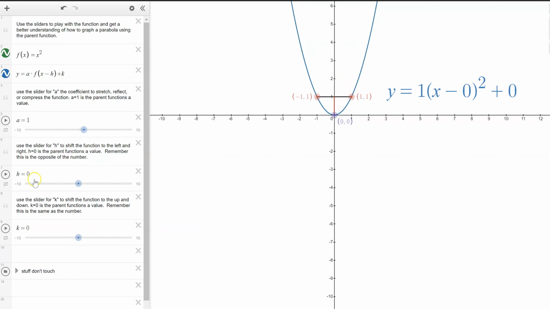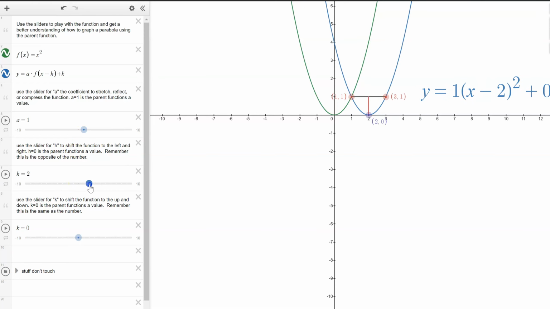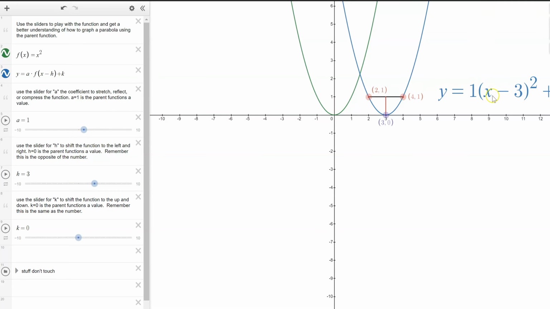All right. Now the h, that is the number that's being subtracted from our graph here, from our x. It's inside the parentheses. And see, let's see what happens. So if I make my h positive, you can see it's x minus 3. We're actually going in that positive direction. So a positive h is what we have in here. You always want to think minus.